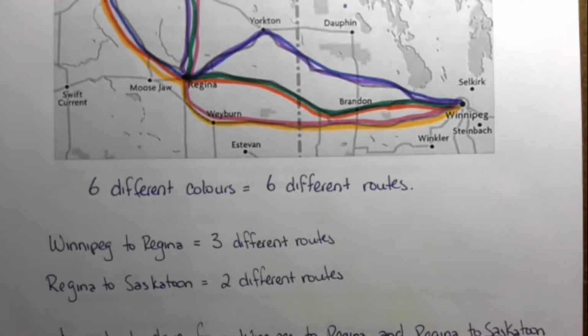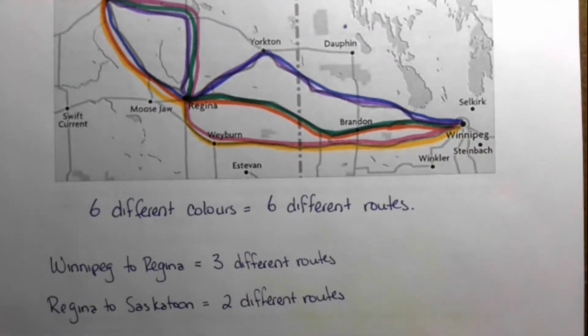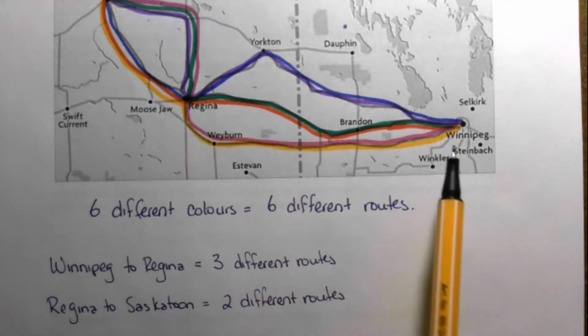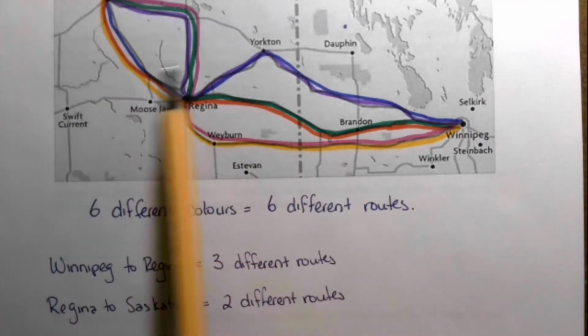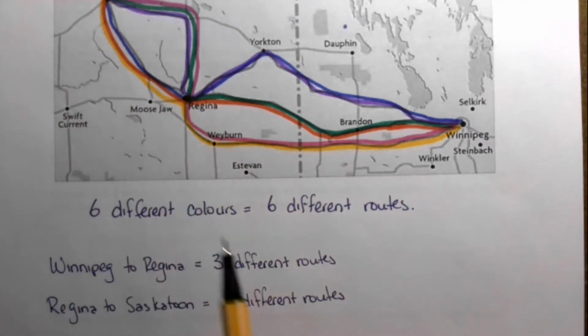But what we need to notice from this example is this idea that they all had to pass through Regina. So there's sort of this first section of his trip and then a second section of his trip. And if we think about it in 2 separate sections, the Winnipeg to Regina section has 3 routes he could take. The Regina to Saskatoon has 2 different routes.